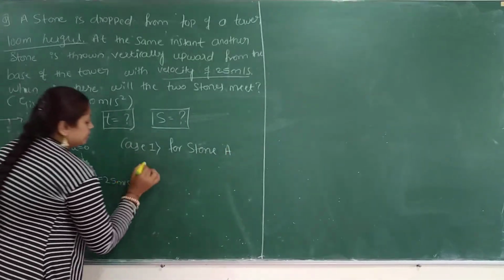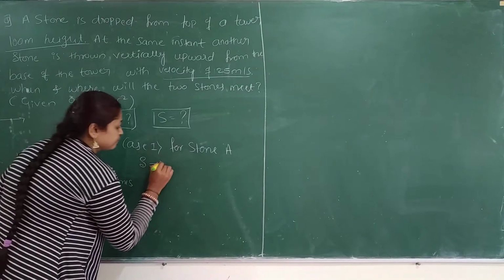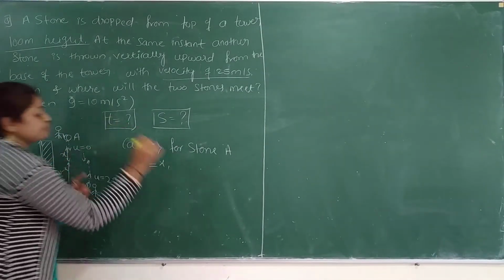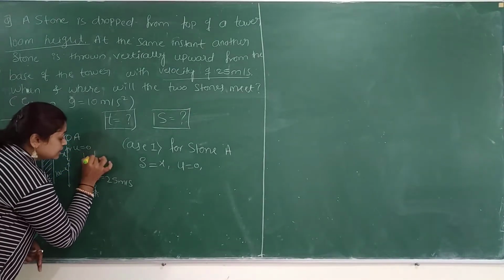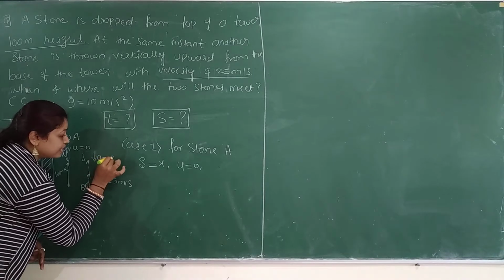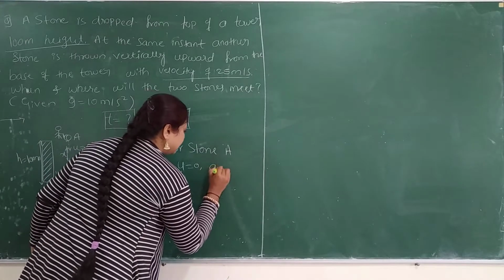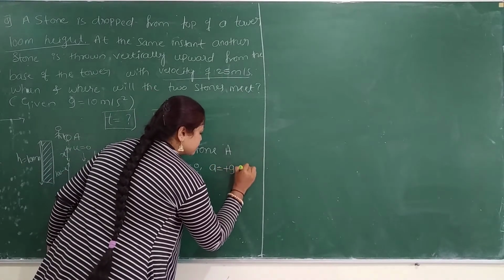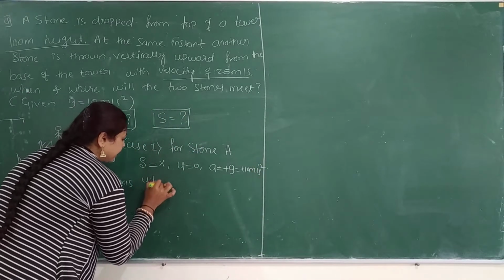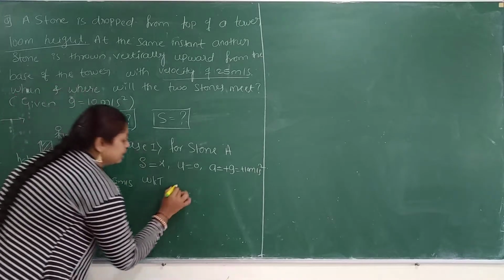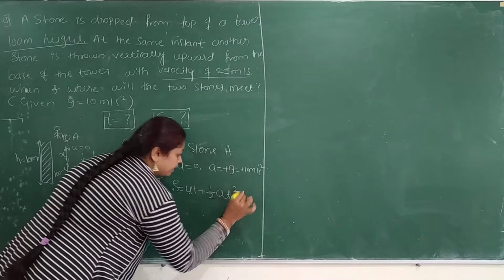A, right, here consider, the total distance is how much here? X. For stone A I am discussing, and initial velocity is 0. Next, acceleration, it is downward. Acceleration is downward means you have to take plus g, and the g value given is 10 meter per second square. So just write here a is equal to plus g is equal to plus 10 meter per second square. Then you know what is the formula to find the distance? S is equal to ut plus half at square.